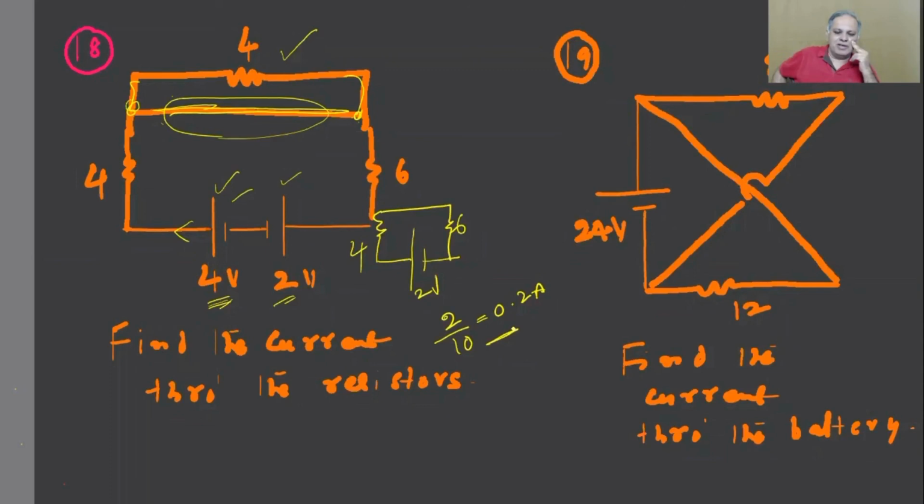I can tell now. Come on. They are at equipotentials, no sir. Potential difference is 0. So if potential difference is 0, why will the current flow? Okay sir.